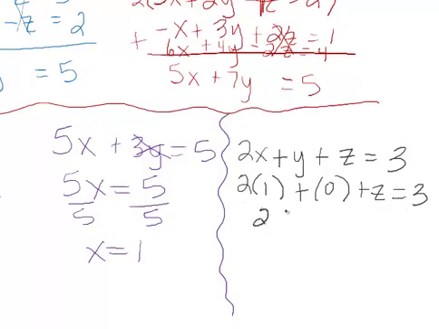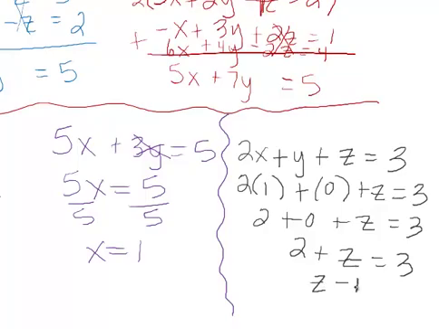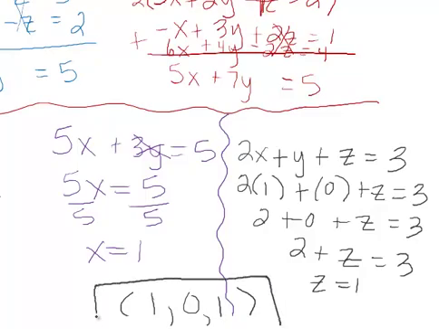So I get 2 plus 0 plus z equals 3. 2 plus 0. So 2 plus what will give me 3? Well, z then has to be 1. And I'm going to write my answer in an ordered triple. X first, then my y, and then my z. And you'll know if an ordered triple is correct if you check it.